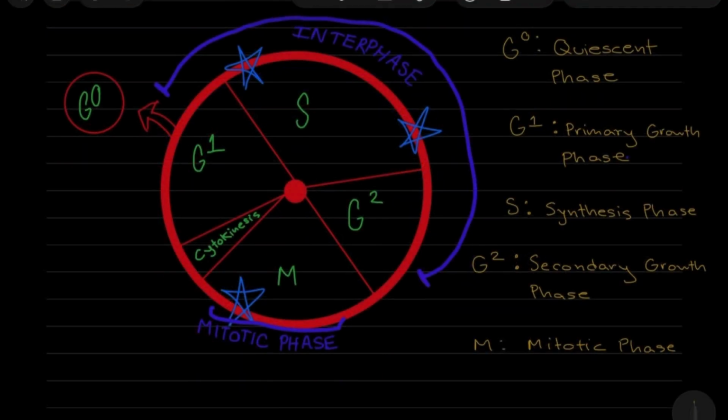Its formal name is the mitotic phase, but it is also commonly referred to as mitosis. During mitosis, the cell finally divides. Mitosis has 4 stages, which I'll be going over in depth in one of our upcoming lessons.